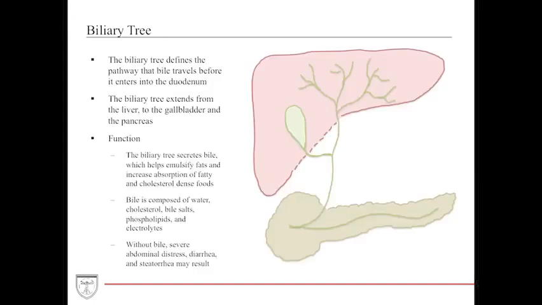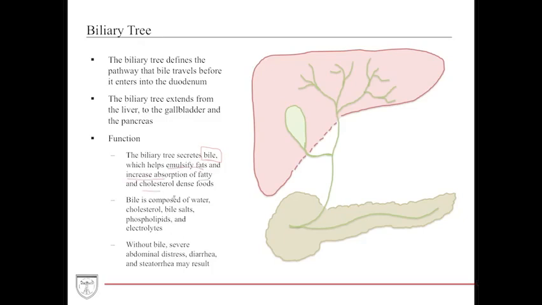So now we're going to go ahead and discuss the biliary tree. The biliary tree is a very unique structure that extends from the liver, passes through the pancreas, and goes into the duodenum. It's very important because this is what transports the bile that is produced from the hepatocytes in the liver. Bile helps emulsify fats and increase the absorption of these fatty and cholesterol-dense foods.